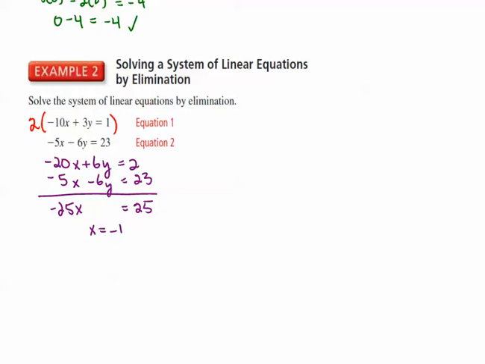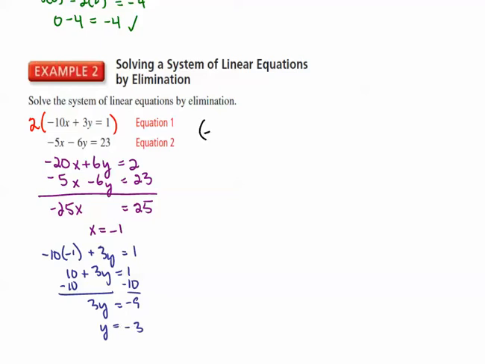All right, now I'm going to continue to do the same thing I did previously. Once I have one value, I'm going to take that value and plug it into the first equation. So negative 10 times negative 1 plus 3y is equal to 1. That gives me 10 plus 3y equals 1. Subtracting 10 on both sides, I get 3y equals negative 9. So y must be equal to negative 3. So I have a potential solution of (negative 1, negative 3).